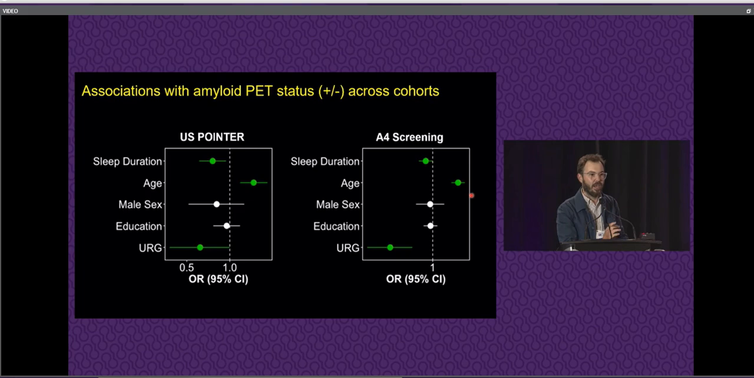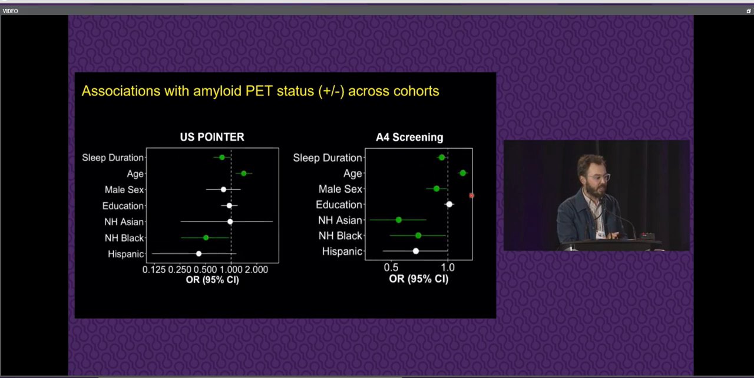So given this ethno-racial effect, we wanted to break this down and see if just one of the groups is driving this effect. And we found that this is kind of an issue of sample sizes, where it seems like the groups that have the largest samples are driving the effect. You can see in Pointer, there are very few non-Hispanic Asian participants, at least in this subset. But in general, the directions are all going the same way, where people who are not non-Hispanic white tend to be less likely to be amyloid positive.